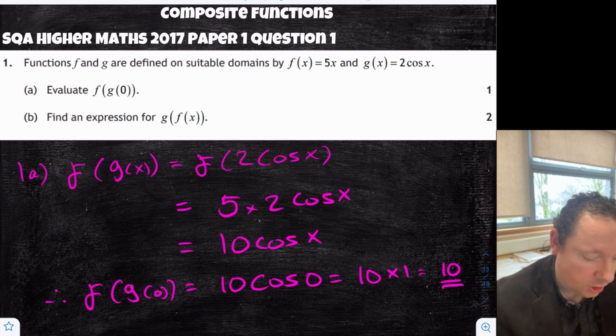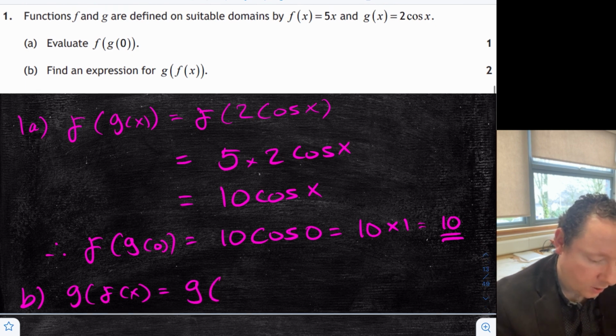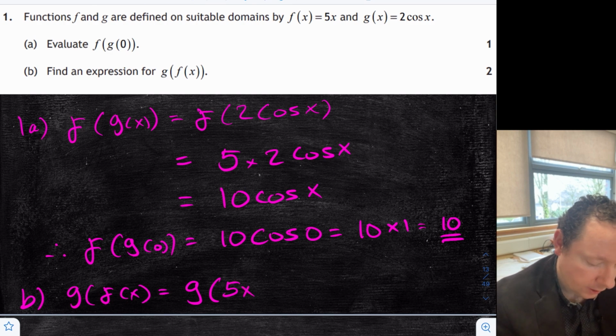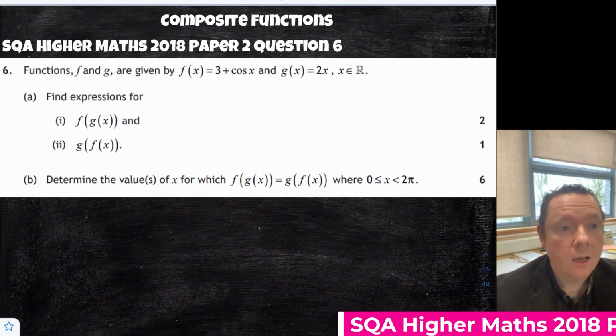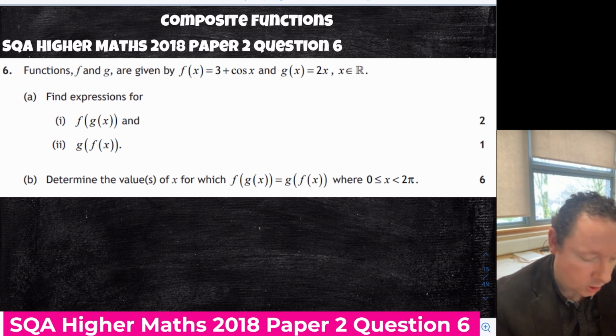Find an expression for g of f of x for part B. So g of f of x means every time I see an x in g, I write f of x, which is 5x. So it's g of 5x. And g is 2 cos x, so that's 2 cos 5x. And we're done there. Okay, composite functions, SQA Higher Maths 2018, paper 2, question 6.